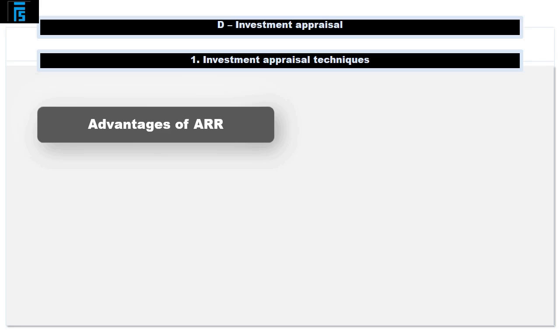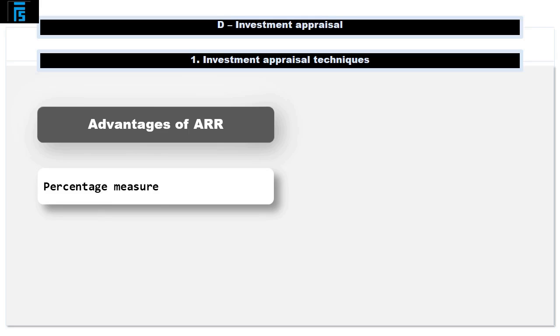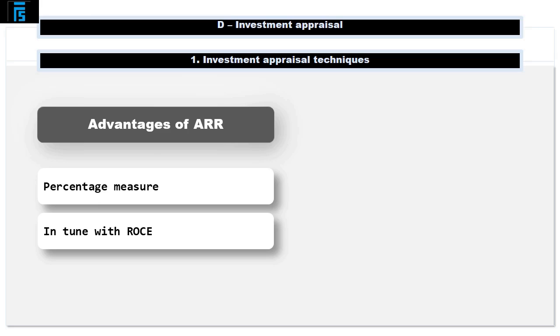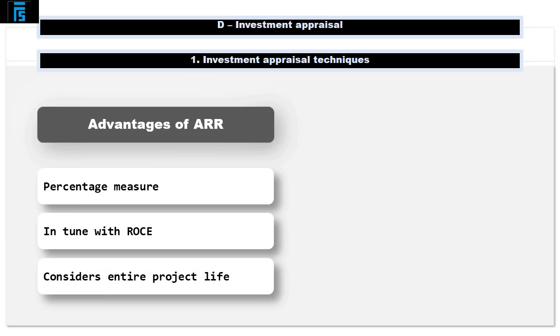Accounting rate of return has several advantages as an investment appraisal technique. First of all, it's a percentage measure, and managers like percentage measures as they can easily be compared to alternatives. Secondly, it's completely in tune with something that shareholders look at anyway: return on capital employed. It makes perfect sense for management to manage return on capital employed by considering the accounting rate of return of individual projects. Finally, in contrast to payback period, which we'll come to later, accounting rate of return does consider the whole life of the project.